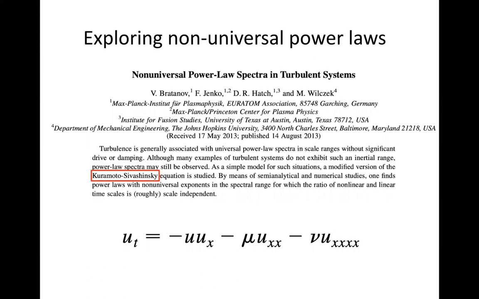So this paper was by Vasil Bratanov. He was a graduate student when he did this work, but then he came and worked with me and Professor Mahajan in Austin afterwards. We looked at a modified version of the Kuramoto-Sivashinsky equation, a simplified 1D equation. This was done by Mahajan and Lakpe.